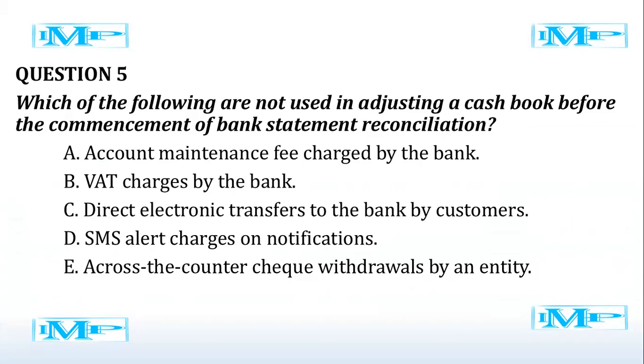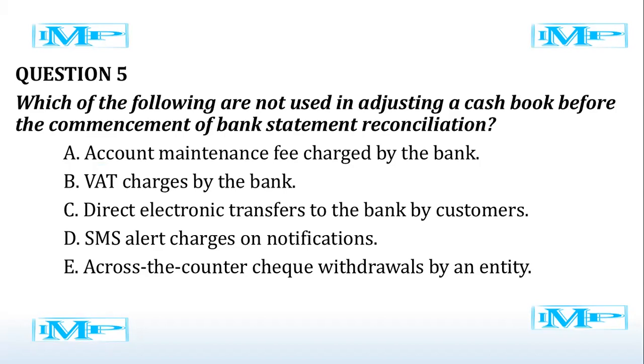Items considered for adjustment of cash book before commencement of reconciliation are twofold. 1. Those captured or recognized by the bank in the bank statement but not reflected in the cash book. And 2. Those that involve errors committed in the cash book by an entity.